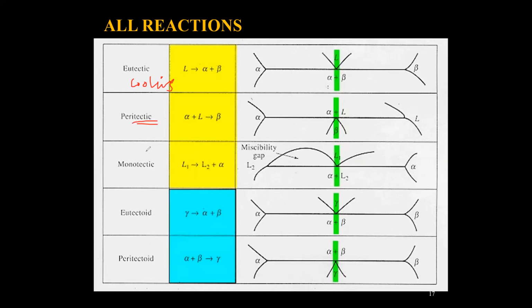That is peritectic reaction. And eutectoid reaction, where upon cooling, one solid phase will give two solid phases. That is eutectoid reaction. And peritectoid reaction, where two solid phases combine together and produce a third solid phase. That is peritectoid reaction. And another one is monotectic reaction. Here, one liquid phase will give you a liquid and a solid phase. This is monotectic reaction.